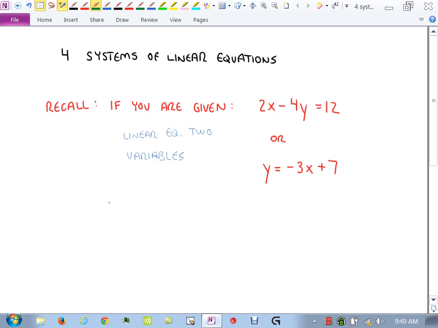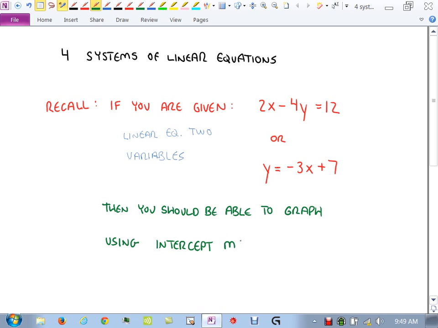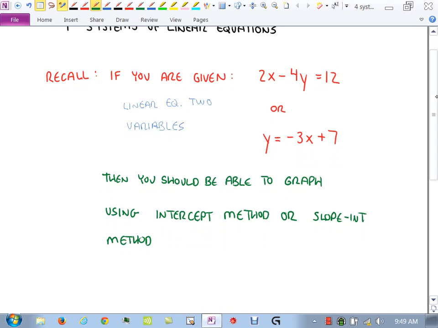So if you're given that, then you should be able to graph using the intercept method or the slope-intercept method. Okay? That's what we're going to start with.